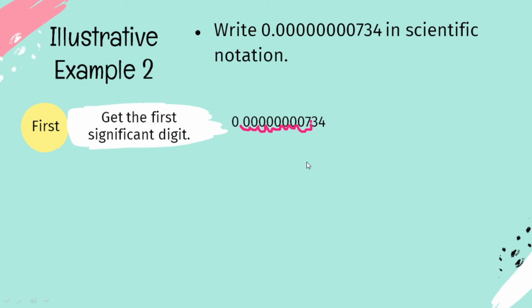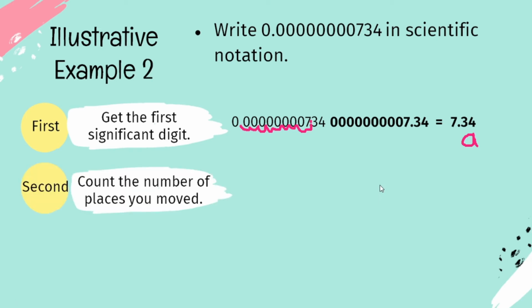So, we have now, naging ganito na siya. Tama? Tapos, napunta na si decimal point, disregard na natin yung mga 0 doon, kagaya nung kanina. So, we have now 7.34. Yan na yung ating letter A na gagamitin for scientific notation. We have 7.34. Now, the second step is to count the number of places you move.